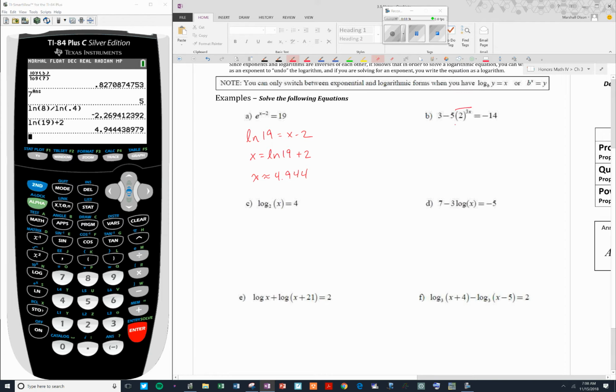And the next one, we have to isolate that 2 to the 3x first. So we're going to have to subtract 3, get negative 17, and then divide by 5. So a negative divided by negative is a positive. I have 17/5. I'm going to leave that exact for right now. And now we're going to switch forms. So our base is 2 this time.